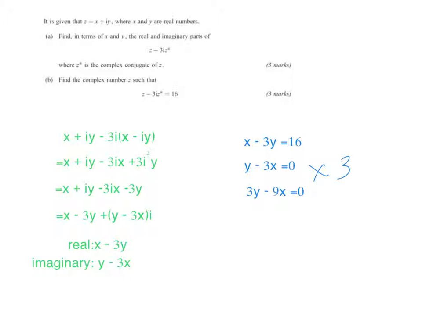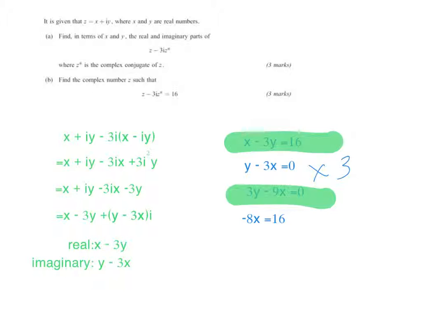And then I am going to use this one and this one. And if we add those, the 3y and the minus 3y will cancel. So we'll get minus 8x equals 16. So that tells me that x is minus 2.